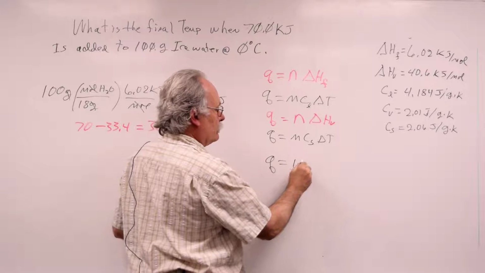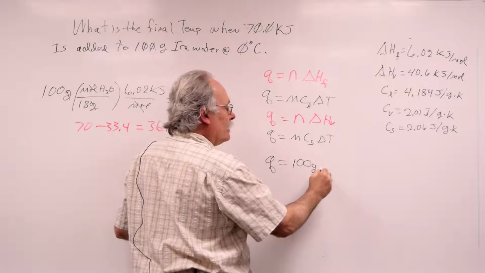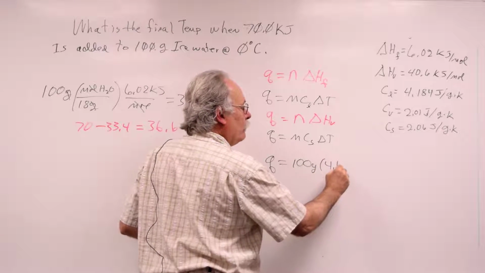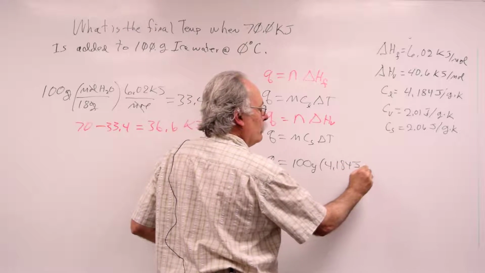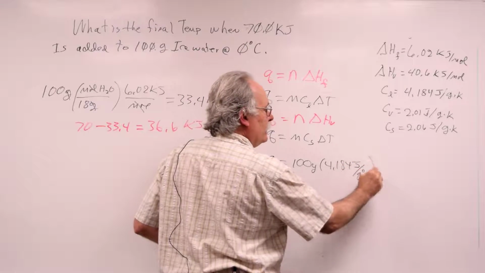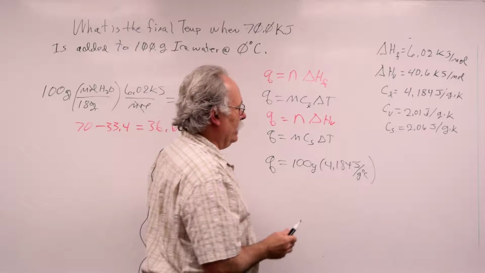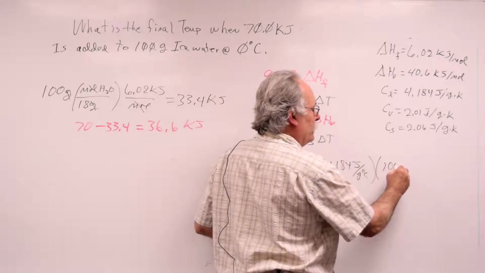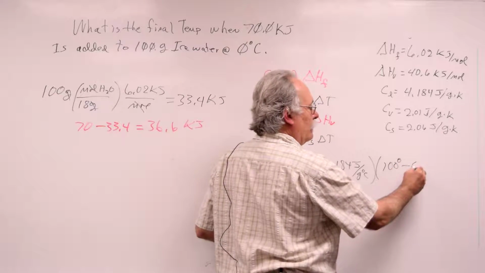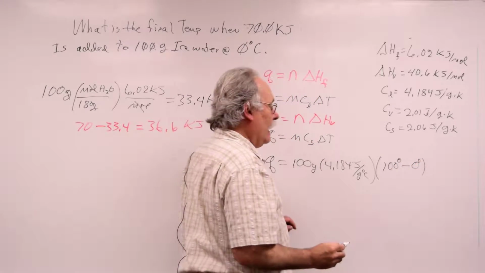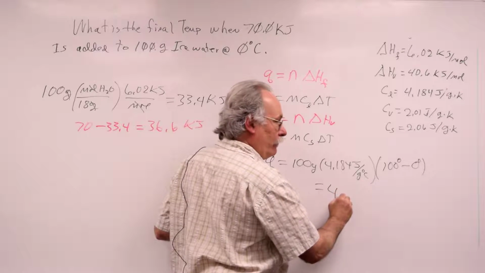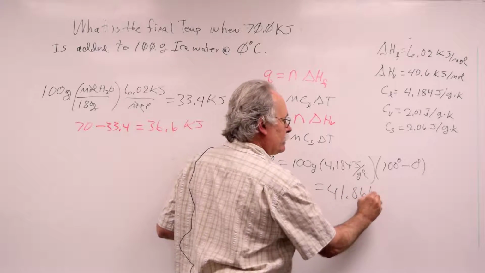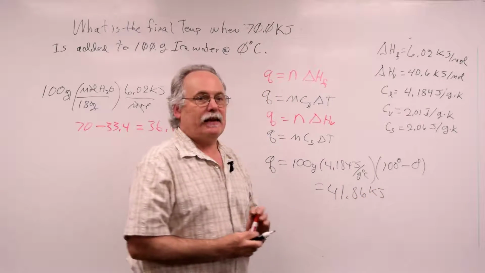So Q is equal to 100 grams times 4.184 joules per gram degrees C times the temperature change, which would be the final temperature, 100 degrees, minus the initial temperature, 0 degrees. And we do this, and we see that it's 41.86 kilojoules. What does this tell us?